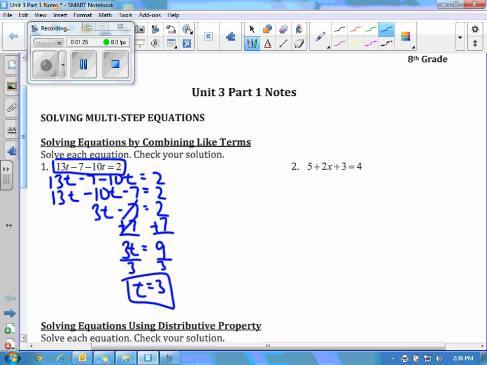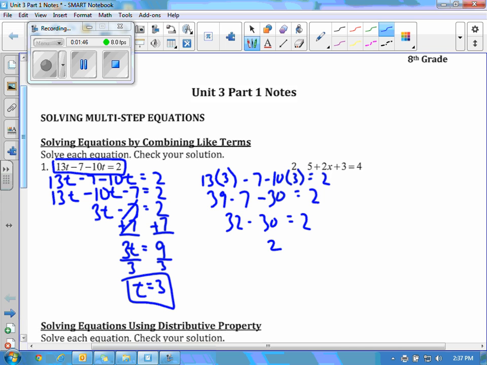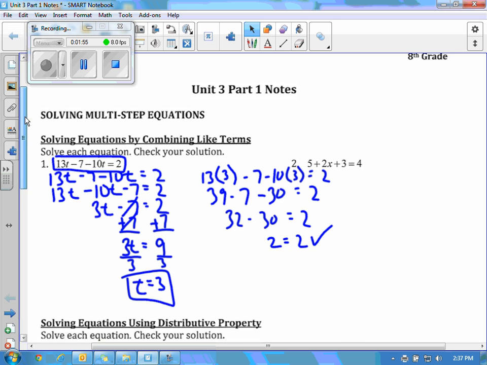Now it says to check your solution, so I need to plug in 3 everywhere I see t. So 13 times 3 is 39, minus 7 minus 10 times 3 is 30, equals 2. Okay. 39 minus 7 is 32, 32 minus 30 is 2, so I know I'm right there. Number 2, I'm going to let you guys do that. You're going to combine like terms on that left side before you solve.